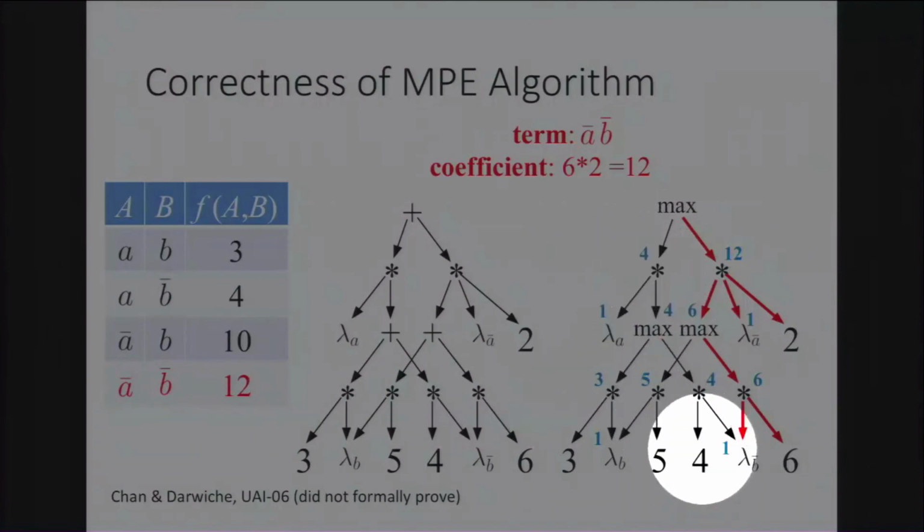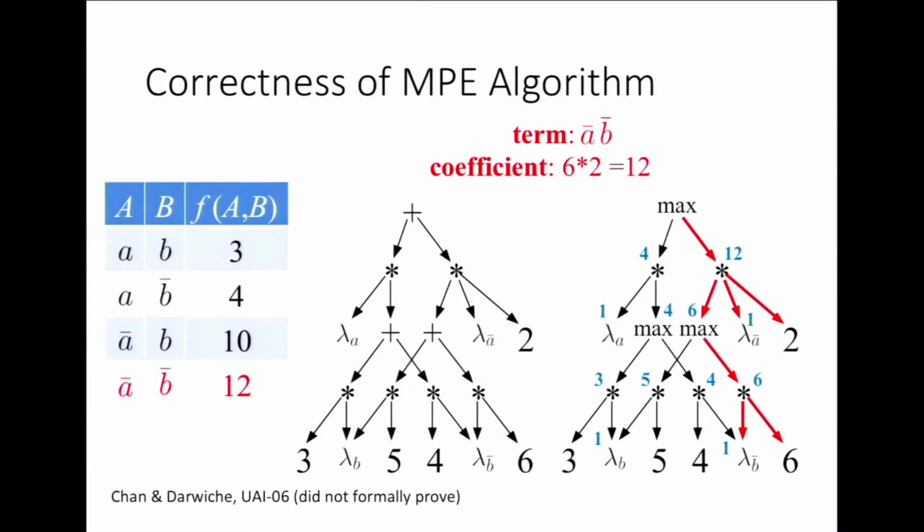If you evaluate this by doing a maximization, as we did, you just go down and pick the child that has the highest value, then you identify the single subcircuit that has that number 12. That's the algorithm, which was, by the way, proposed in the same paper by Chan and Darwiche in 2006. This is the MPE algorithm. Okay. You see now why this will not work if you don't have determinism.